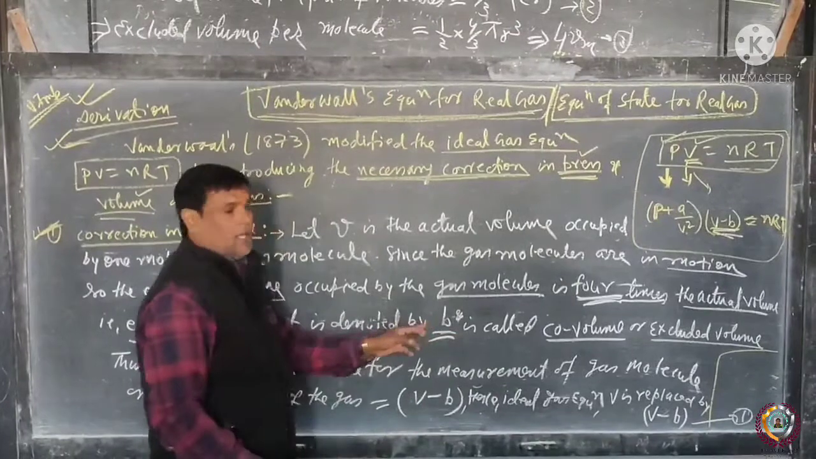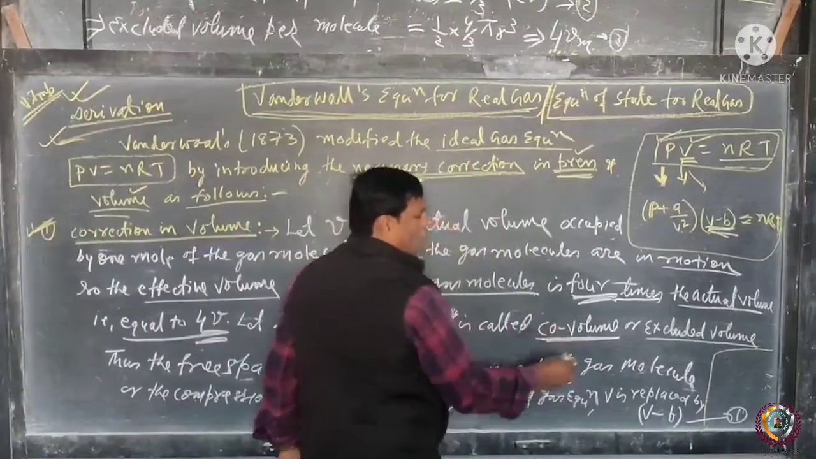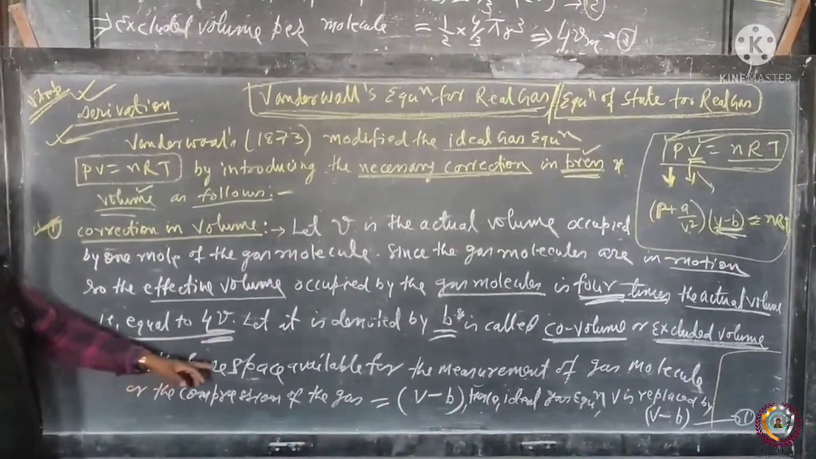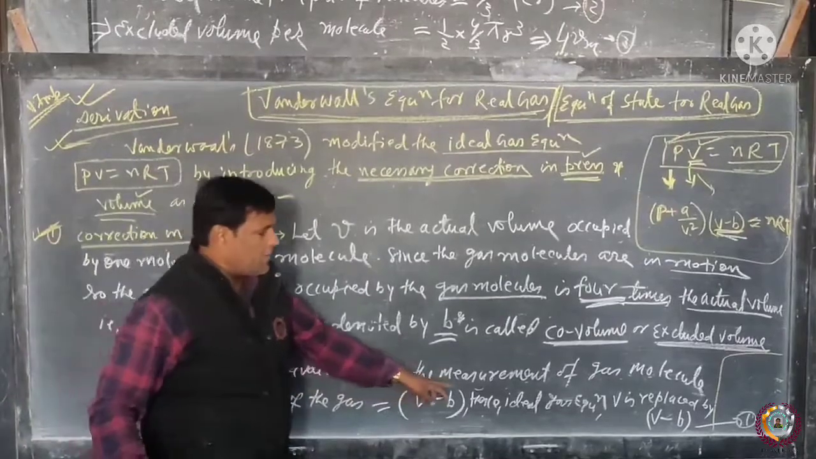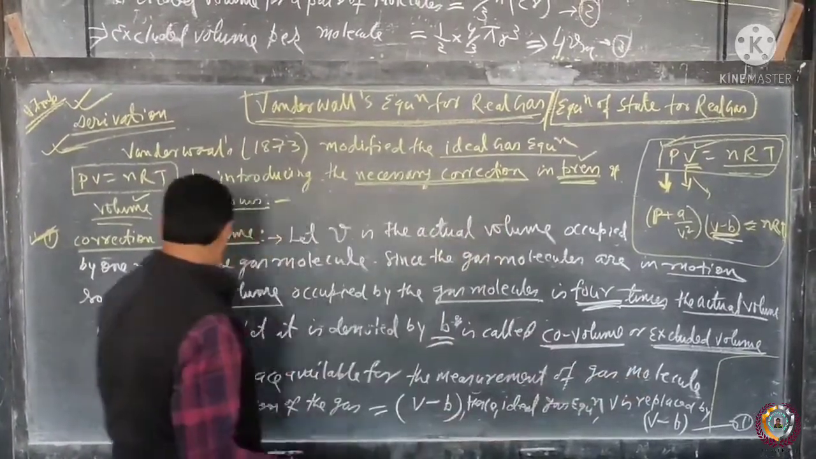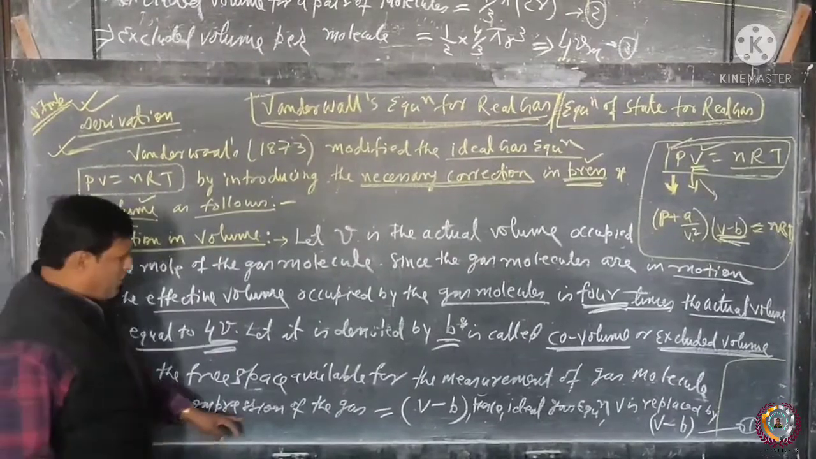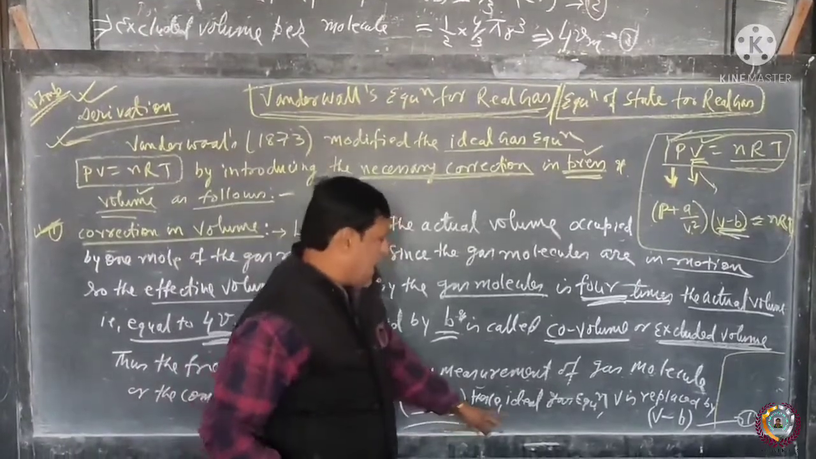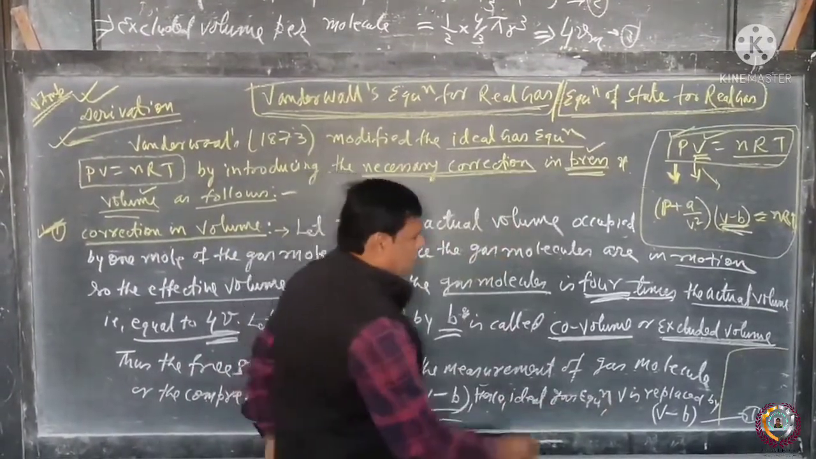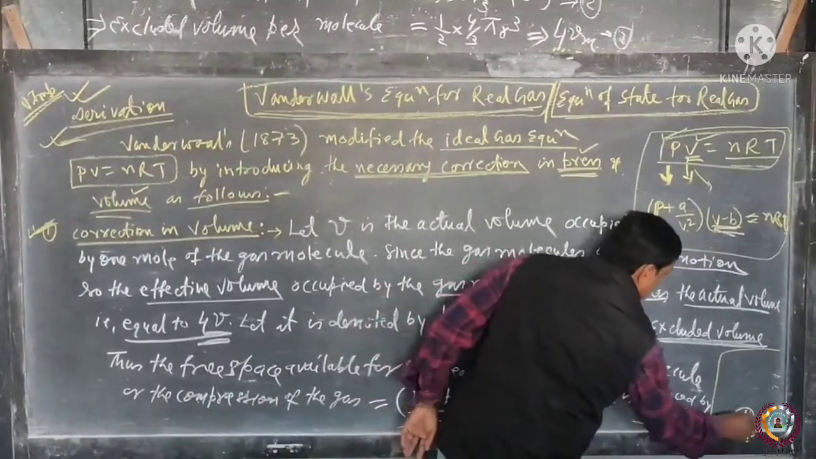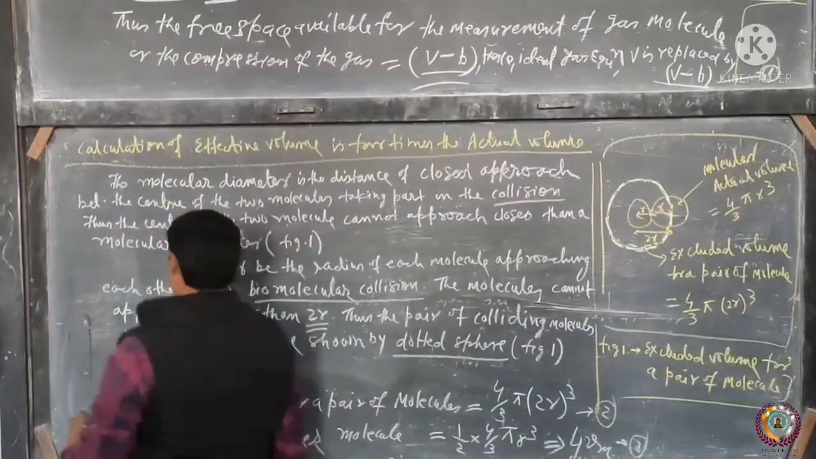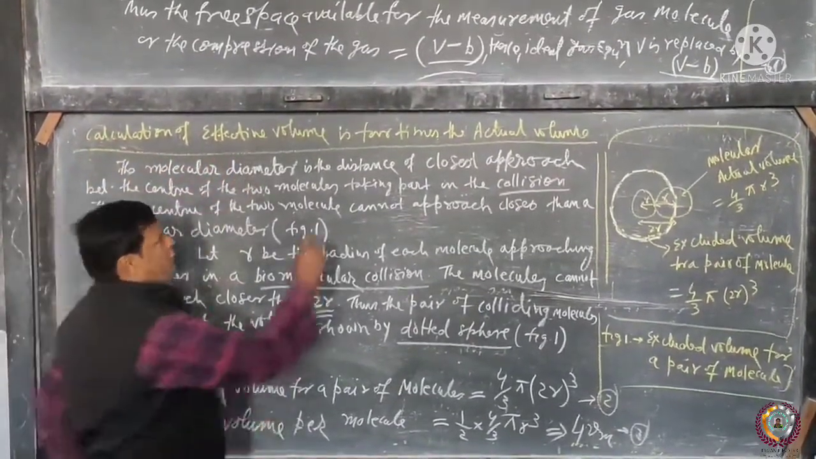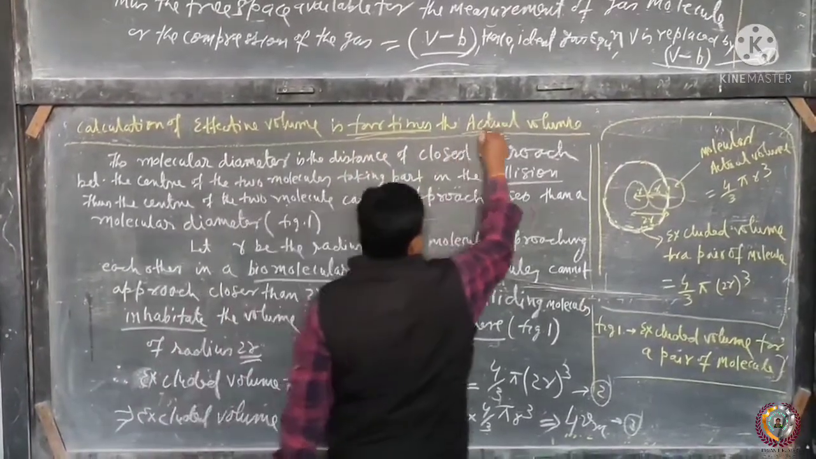But what do you mean by b? The b is known as the co-volume or excluded volume. Thus, the free space available for the movement of gas molecules, or the compression of the gas, is equal to V minus b. Here, in the ideal gas expression, V is replaced by V minus b. It is denoted by equation 1.